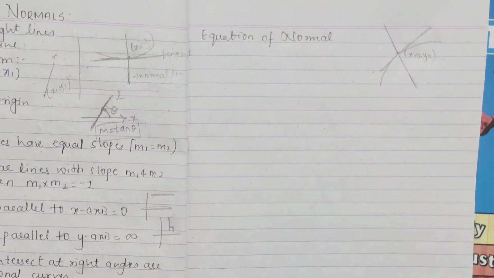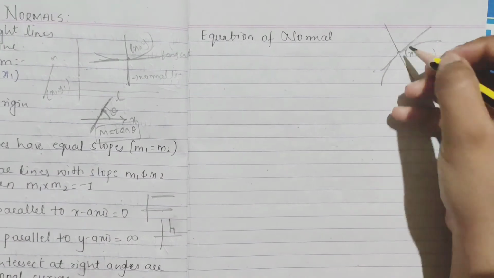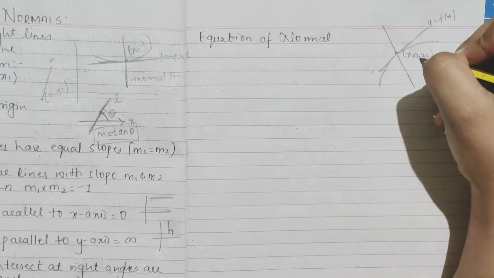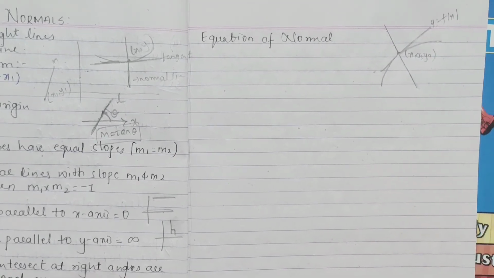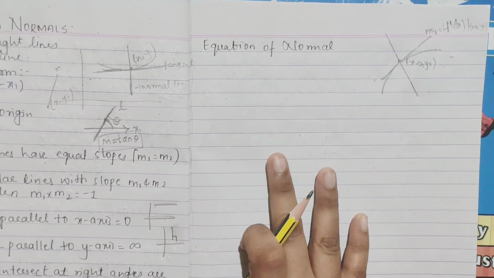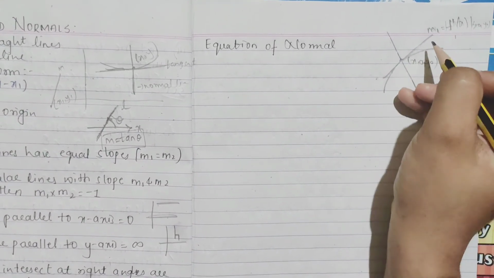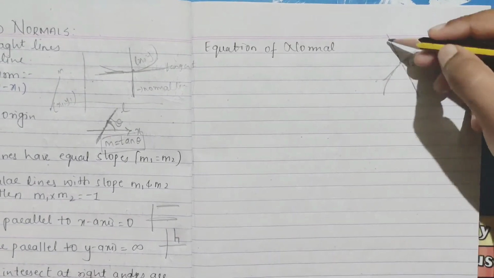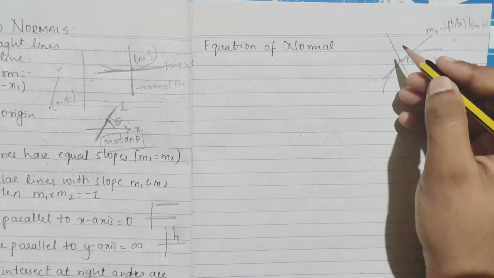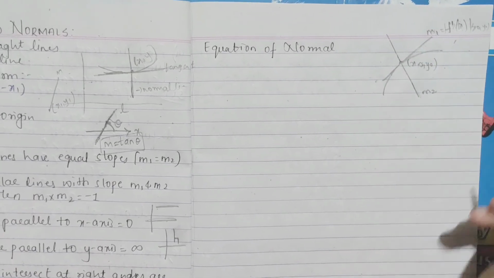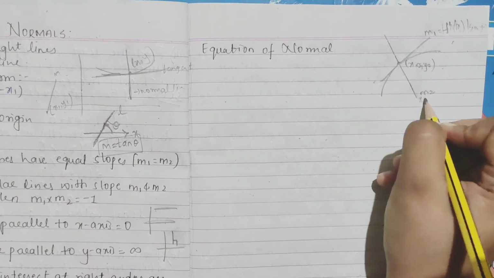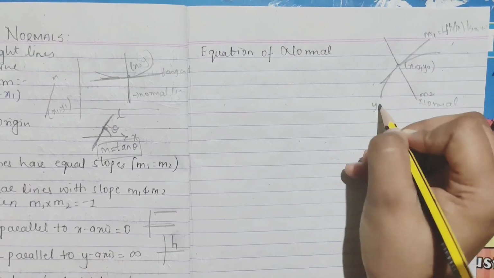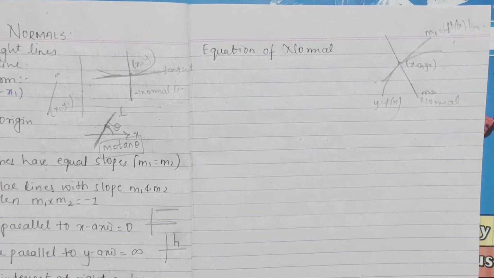Equation of a normal: I have taken the same curve, y is equal to f of x. At this point, the slope of the tangent, which I have taken as m1 because it was f dash of x at (x naught, y naught). The normal is perpendicular to the tangent, so I take its slope as m2, the slope of the normal.